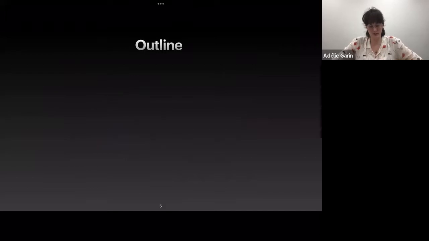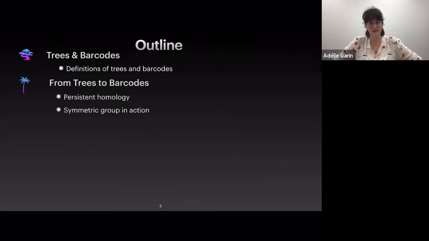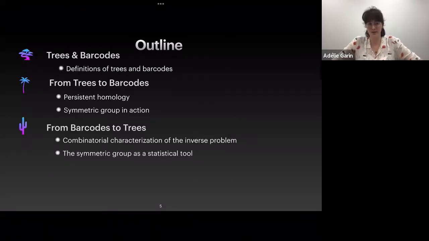The outline of my talk: I'm first going to give definitions of trees and barcodes, just so that we're all on the same page. Then I will, again very briefly, go over persistent homology and how we can compute the barcode from a tree, and explain how we can use the symmetric group to classify barcodes. That will turn out very useful for this combinatorial characterization of the inverse problem.